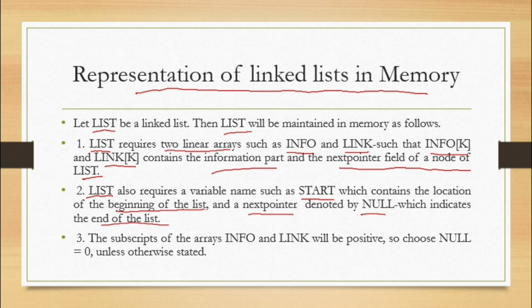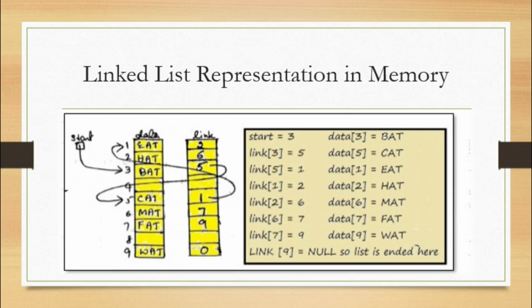The subscripts of the arrays INFO and LINK will be positive, so we choose NULL equal to 0. This is the representation of a linked list in memory. Now let us see how it is actually stored in memory. Students, we know that a linked list always starts from a pointer called START. Here it is starting from address 3.